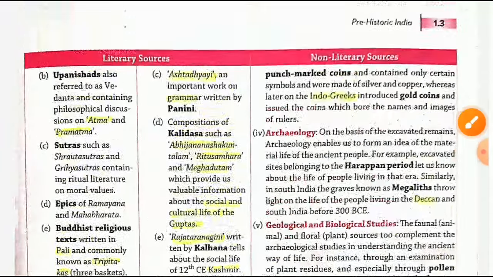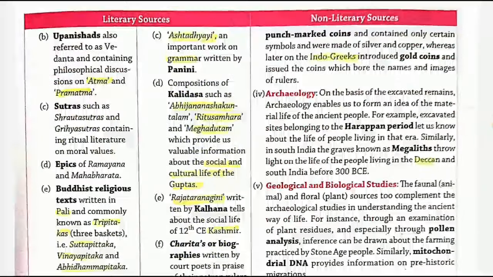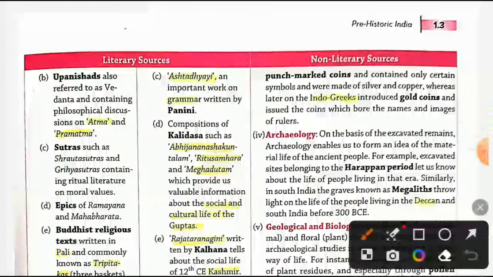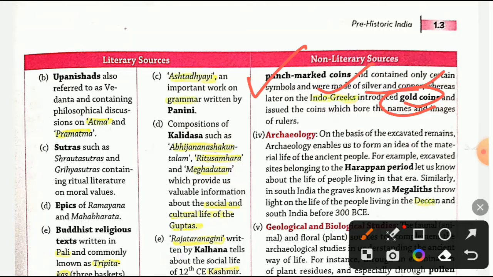And what were the non-literary sources? These were coins, which we have already seen. Punch-marked coins contain only certain symbols and were made of silver and copper, whereas later on Indo-Greeks introduced gold coins. So the Indo-Greeks who came introduced gold coins.